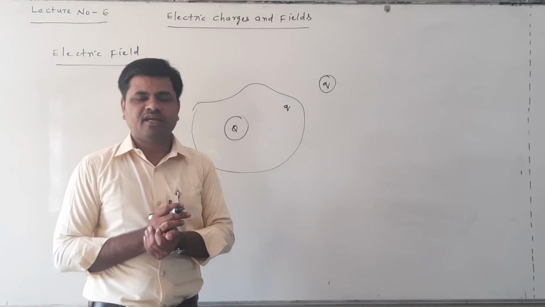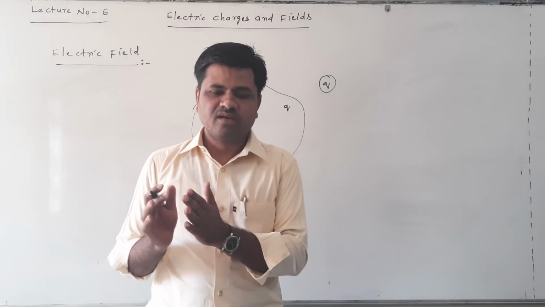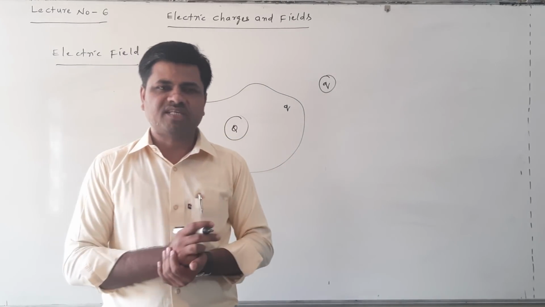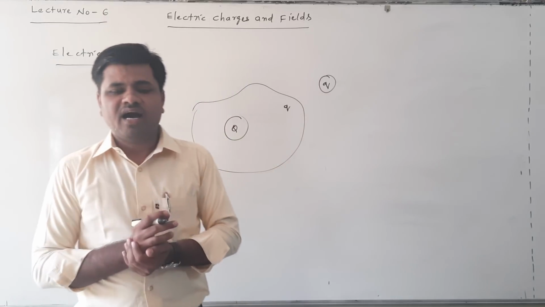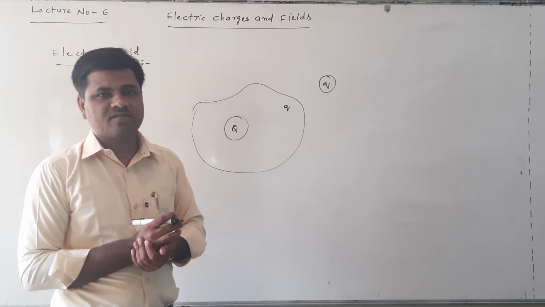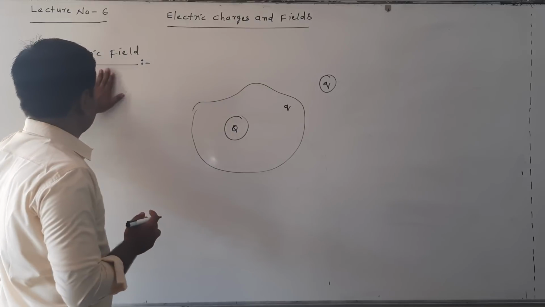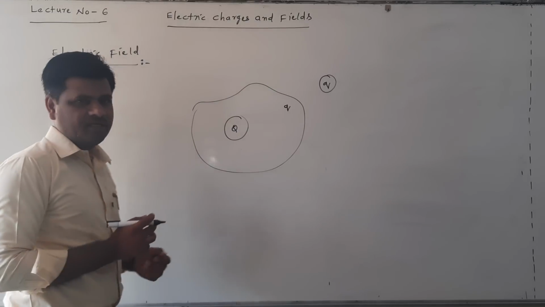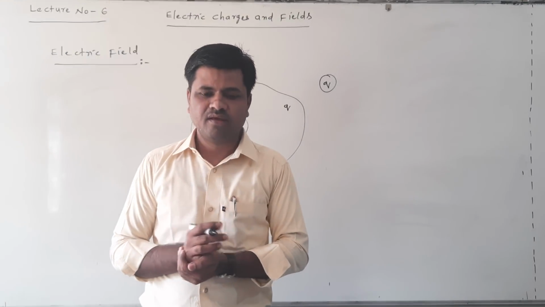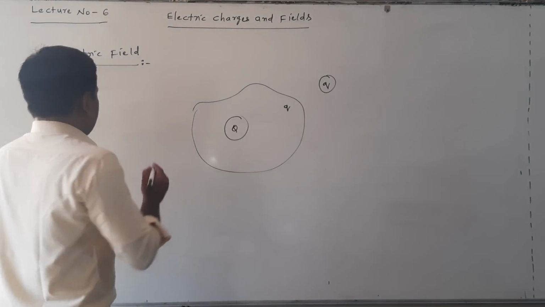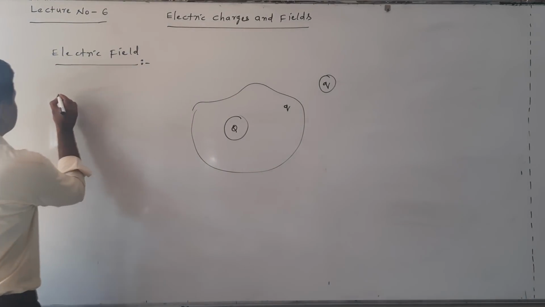Electric field means the region or space surrounded by an electric charge or group of charges in which another charge experiences a force. That region is called an electric field. Now, here we can define the source of charge.